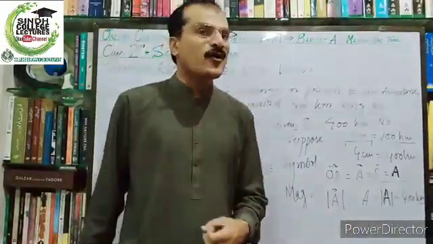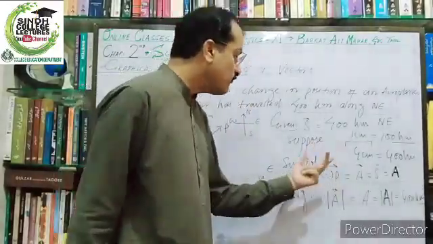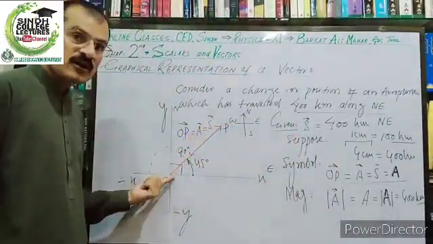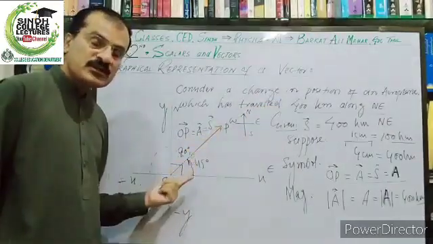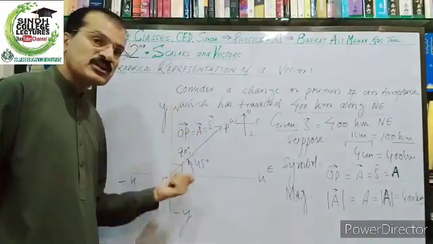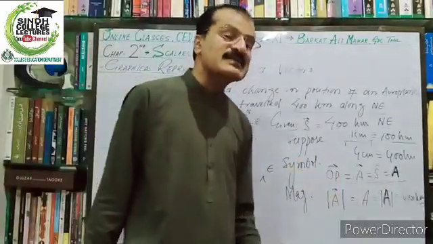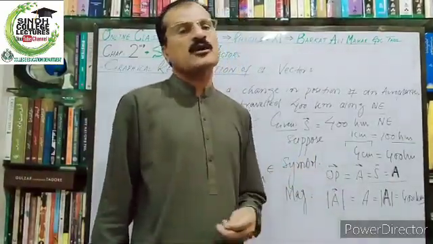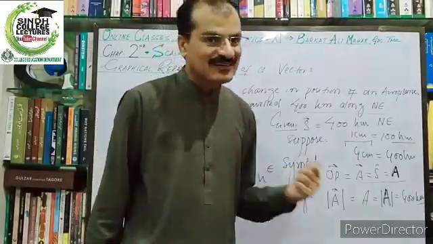So now I hope you learned how we can represent a vector graphically from that description, from that given statement. This is a graphical representation of a vector, and this one is the symbolic representation of that vector. Note it down.